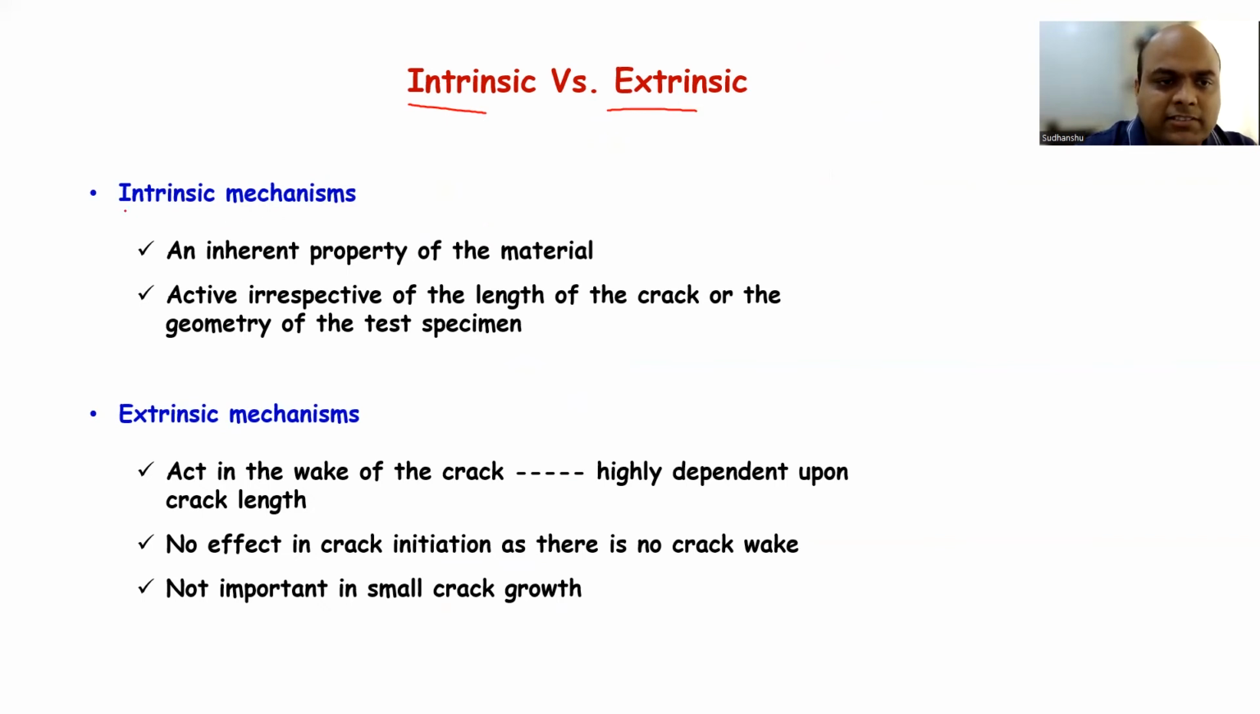So let's summarize. Intrinsic mechanism is an inherent property of the material, like cleavage fracture, ductile slip activity, then void growth and coalescence. These are inherent properties of the material, right? And these will be active irrespective of the length of the crack or geometry of the test specimen, right? So if the crack length is small or large, it doesn't matter. These are intrinsic mechanisms. They will be activated. Although the strength or magnitude might be lower or higher depending upon the crack, they will be activated.